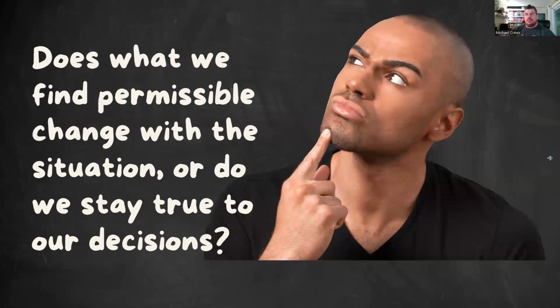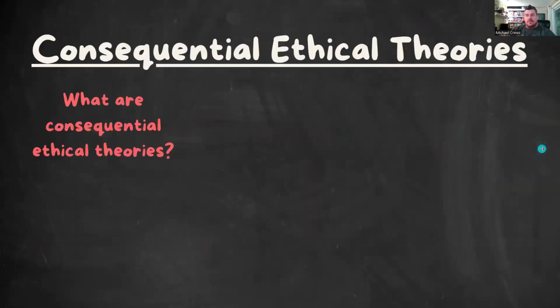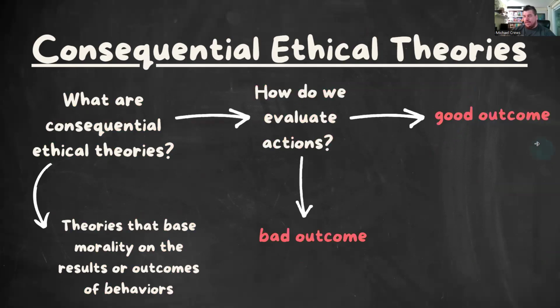So that's the question: does what we find permissible change with the situation, or do we stay true to our decisions? And that's true for anything we're going to talk about this semester. So when we talk about consequential ethical theories, let's go through a page here real quick.